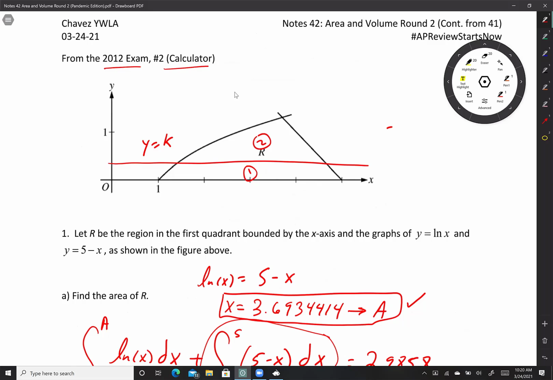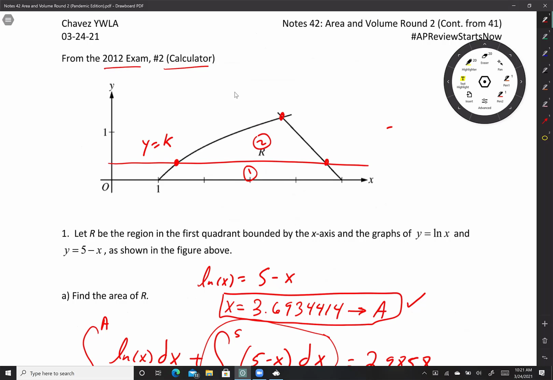If I start integrating with respect to x, there are too many variables. I need to know this. I need to stop at a, and then I need to know this. There's too many variables. There's too many things going on. There's too many moving parts. So let's remove all those moving parts so we can have less of them.